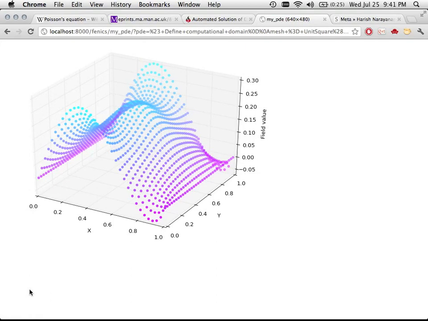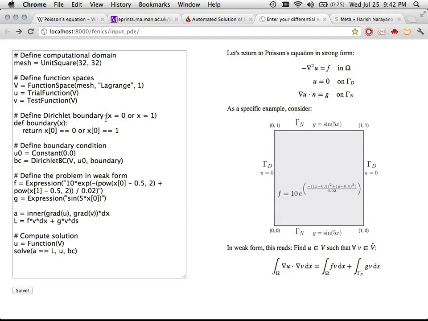So we get the solution to the differential equation. We have homogeneous Dirichlet boundary conditions on two surfaces, Neumann boundary conditions on the other two surfaces, and some little bump in the middle that comes in from the source term. In this interface, you can actually now start to fiddle around with the differential equation.